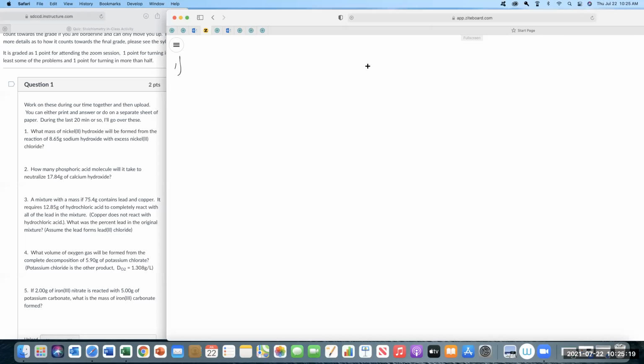Now what you can do, I'm only gonna do this on the first one, but to help you write the equation, you can literally put the words there. So what mass of nickel 2 hydroxide is formed? If you're having a little trouble, put it in your intermediate step. Is formed from the reaction of sodium hydroxide, I'm gonna write it, well, I have plenty of room, with nickel 2 chloride.